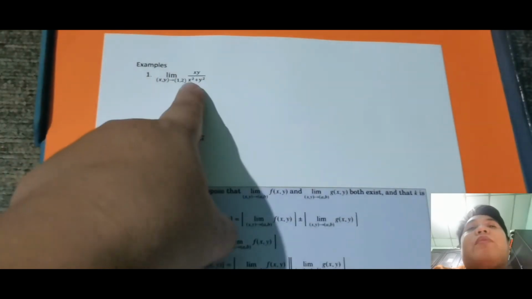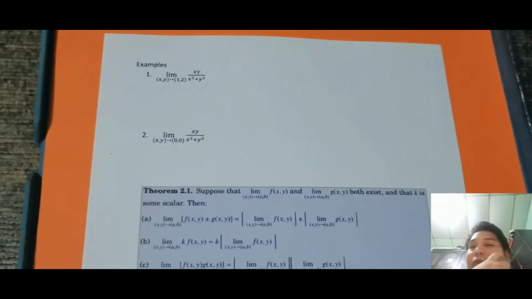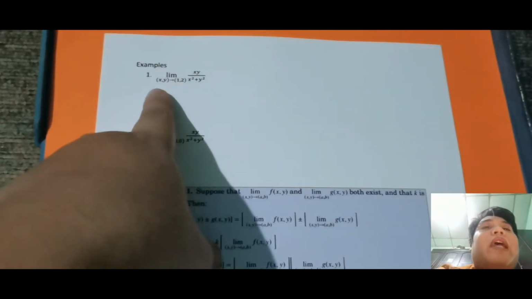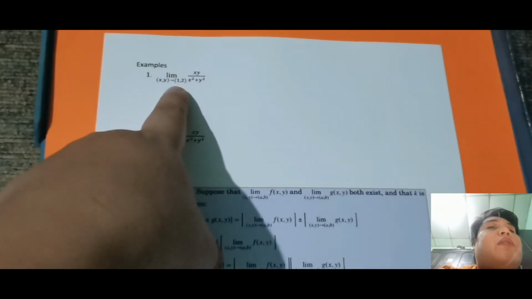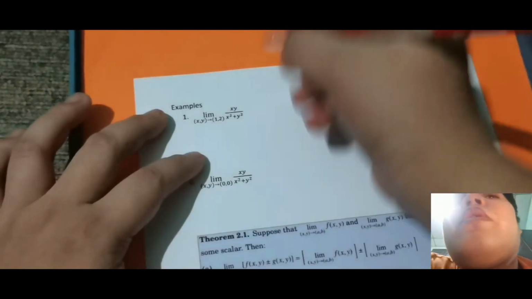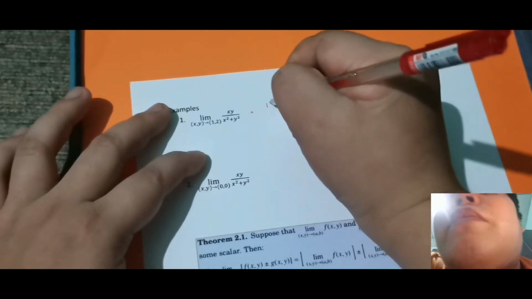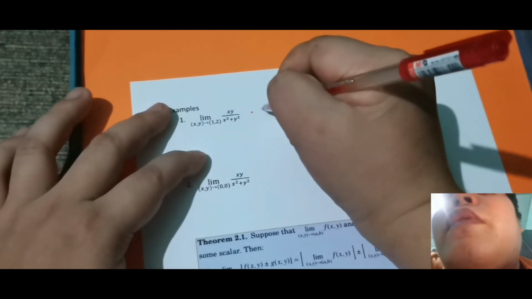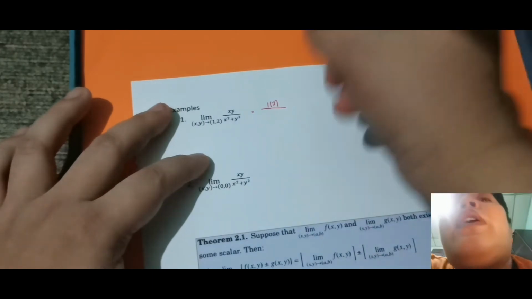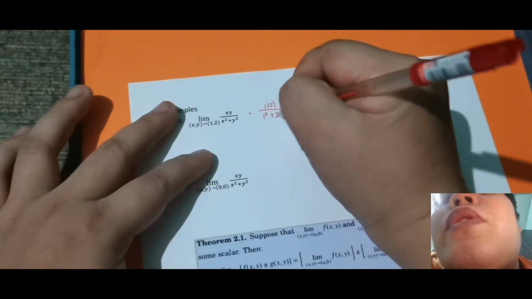Okay, so for example number 1, we have the limit of xy over x squared plus y squared as (x, y) approaches (1, 2). Again, ang idea ay x approaches 1, y approaches 2. So let us substitute the values. Applying the limit, this is just equal to 1 multiplied by 2 all over 1 squared plus 2 squared.